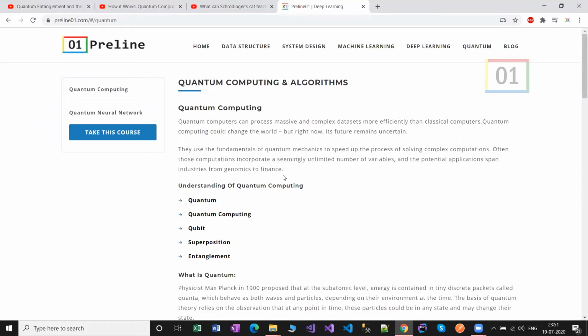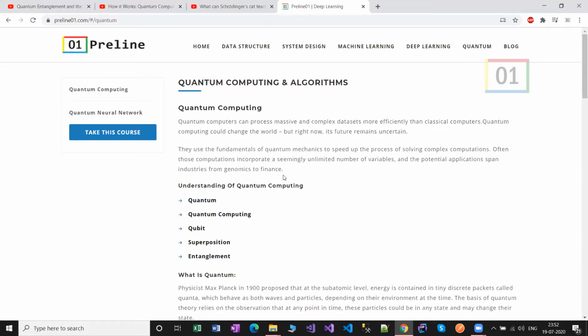The physicist Max Planck in the 19th century proposed that at the subatomic level, energy is contained in tiny discrete packets called quanta, which behave as both waves and particles, depending on their environment at the time. For example, light. Is light a particle or a wave? Particles bounce, move by collision, cause other things to move, have mass and momentum, and travel in straight lines. Waves act like sound: they interfere, diffract, refract, can cancel one another, and create new waves.